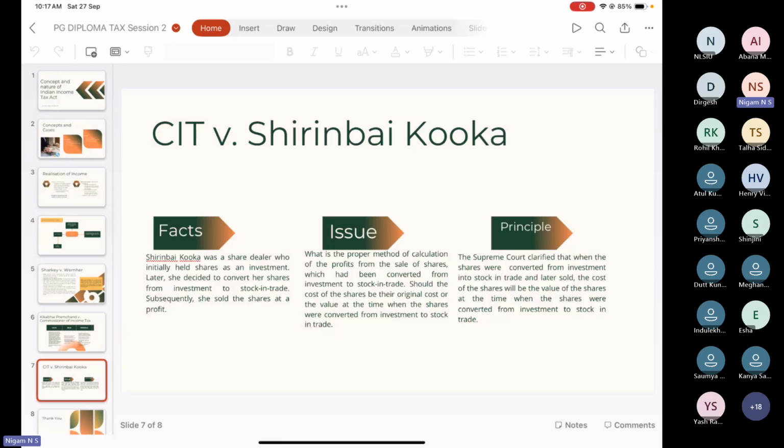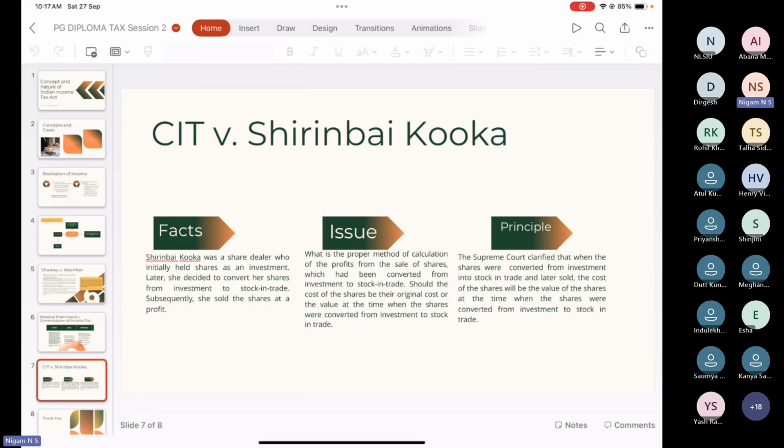Shirin Bai Kuka was a share dealer who held some shares as an investment, not as a stock in trade, not as fruits and vegetables, but as an investment. And later on, she decided to convert her shares from investment to stock in trade. And then after that, at some point of time, she subsequently sold the shares at a profit. And the issue here was, what is the proper method of calculation of the profits from the sale of shares, from the subsequent sale of shares later on, right?